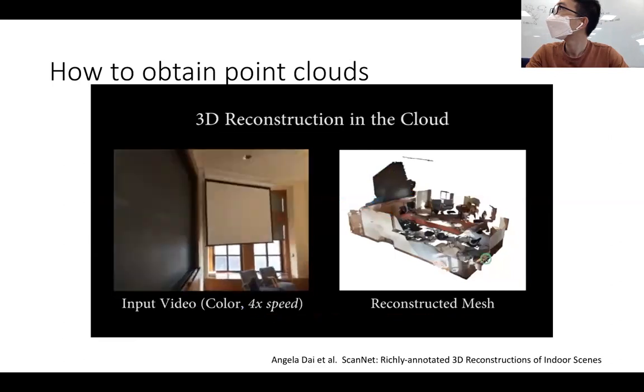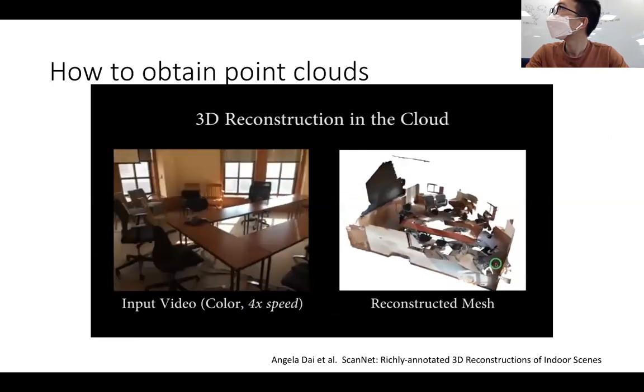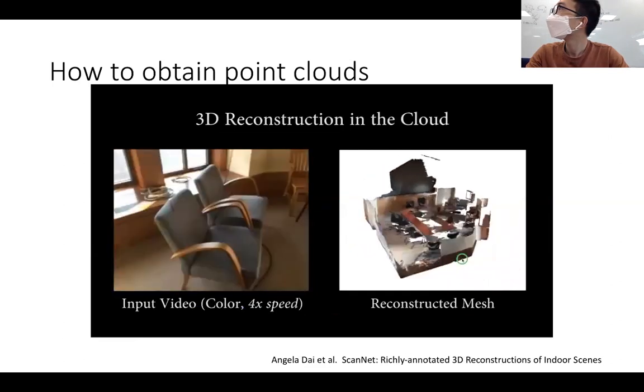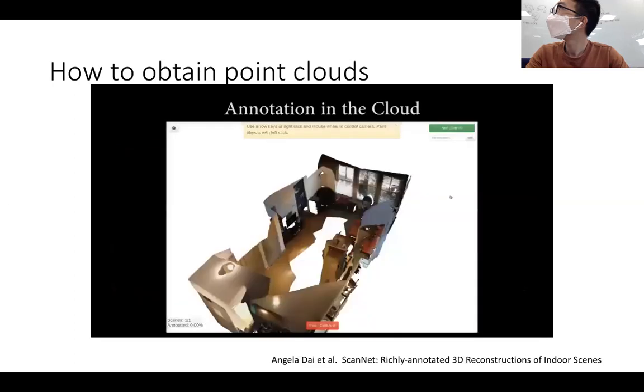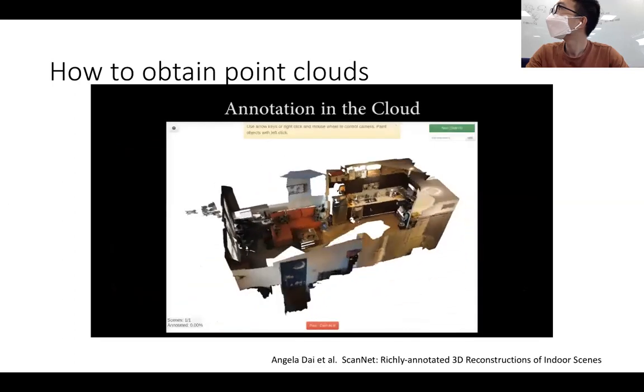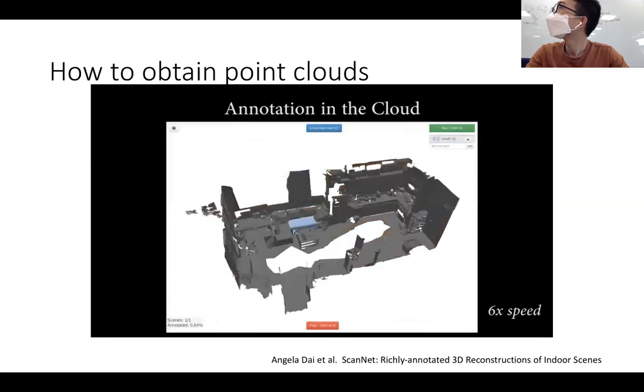We then use Amazon Mechanical Turk to crowdsource semantic annotation tasks. Users paint over an over-segmentation to label objects in a scene. These labeled objects are then annotated with CAD models.